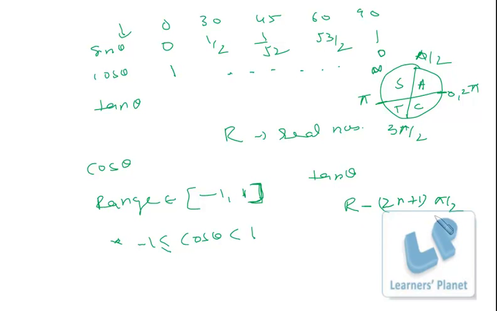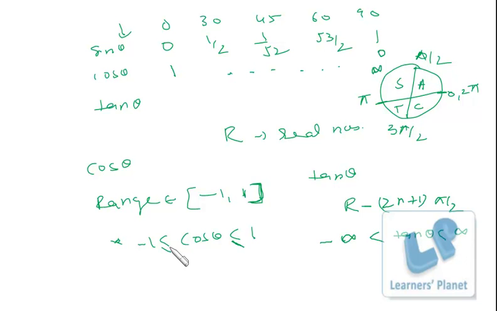Okay, so this is the domain of tan theta, and for the range of tan theta, that is the minimum and maximum value, tan theta lies between minus infinity and infinity, right? I'm not putting the equal to sign over here because minus infinity and infinity, both values cannot be achieved. These are undefined values, or they really do not exist. So tan theta lies between minus infinity and infinity.